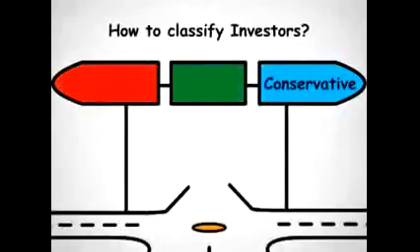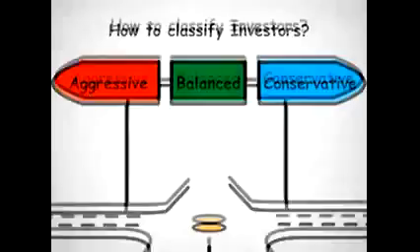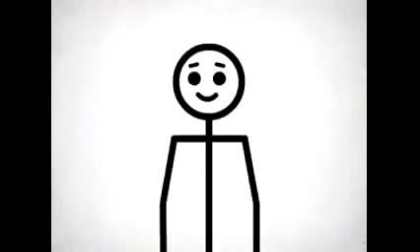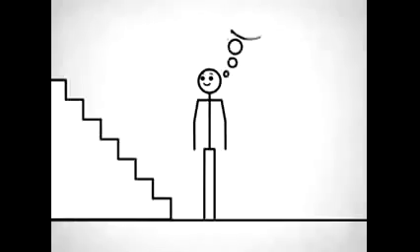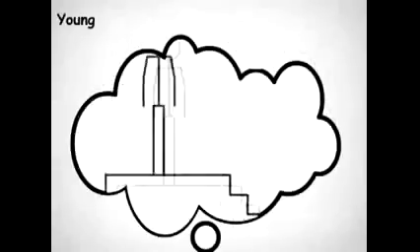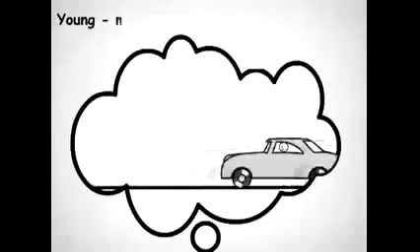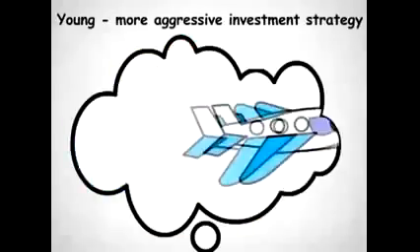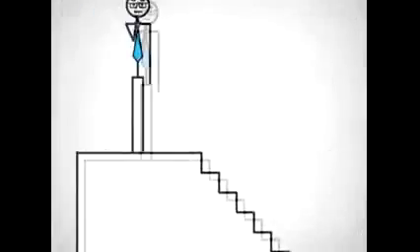How to define a conservative, aggressive, or balanced investor? What makes them risk-averse or risk-lovers? The simple rule of thumb is to study the career path of the investor. If the investor is young and has a long way to go, he is likely to adopt an aggressive strategy and will take up more risky investments.